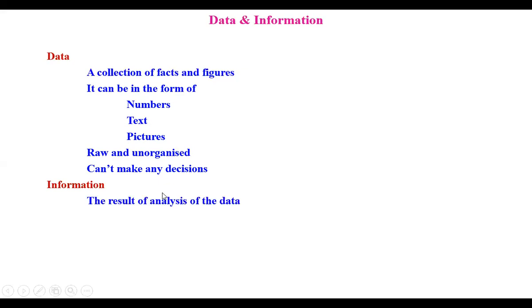Coming to the information, it is the result of analysis of this data. After analyzing this data, we call it information because it is in the organized form. We can make decisions, we can judge anything, or we can discuss anything on that. Suppose how many students have passed, or how many students got distinction. Like this, we get correct information, that is called information.